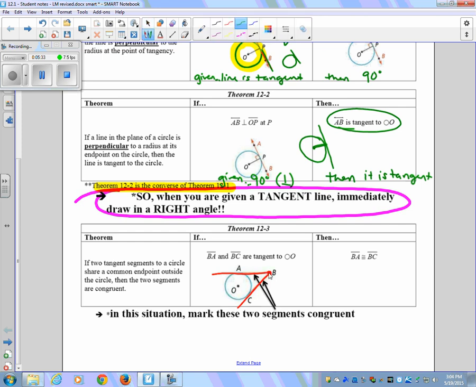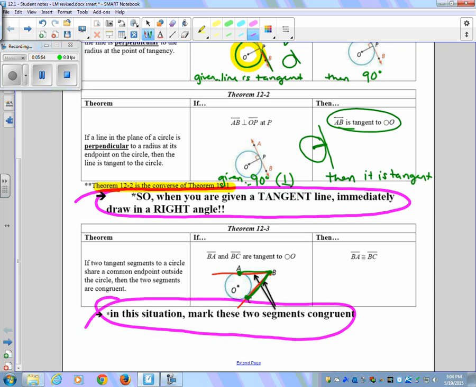Well, then there are two segments that are formed. One from the vertex of this angle that goes to one point of tangency, and the other one that goes to the other point of tangency. When you have this situation, what you want to do is immediately recognize it and mark these things congruent.